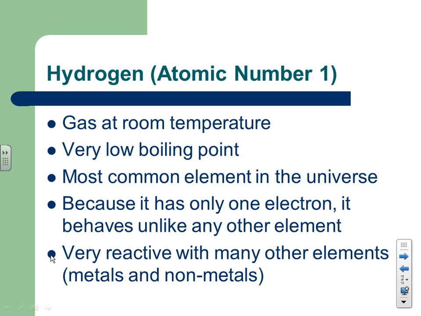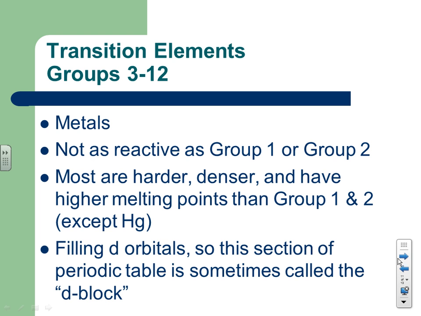Okay? And then, wrapping it up, yesterday we talked about transition elements or transition metals, right? They're metals, not as reactive as group 1 or 2. They are harder, more dense, with higher melting points than those elements in group 1 or group 2 for that matter, except for mercury. You may be aware mercury is a liquid at room temperature, right?